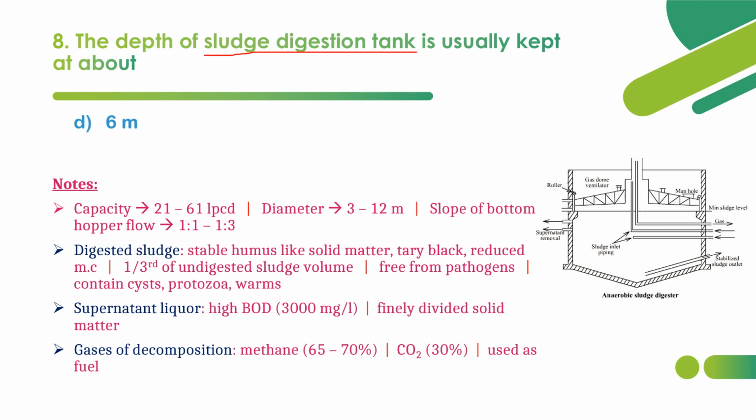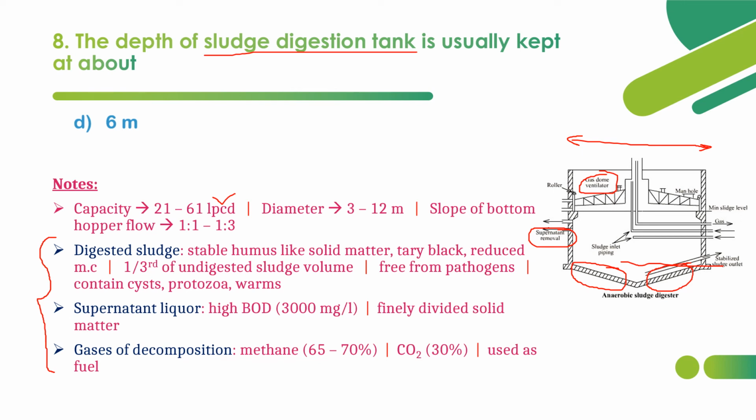Basically, capacity shall be in the range of 21 to 61 liters per capita per day, the diameter of the sludge digestion tank shall be 3 to 12 meters, and the slope of the bottom hopper shall be 1 is to 1, that is 45 degrees, or 1 is to 3. And there are three fractions in a sludge digestion tank. One is supernatant liquid, another one is gases of decomposition, and another one is digested sludge.